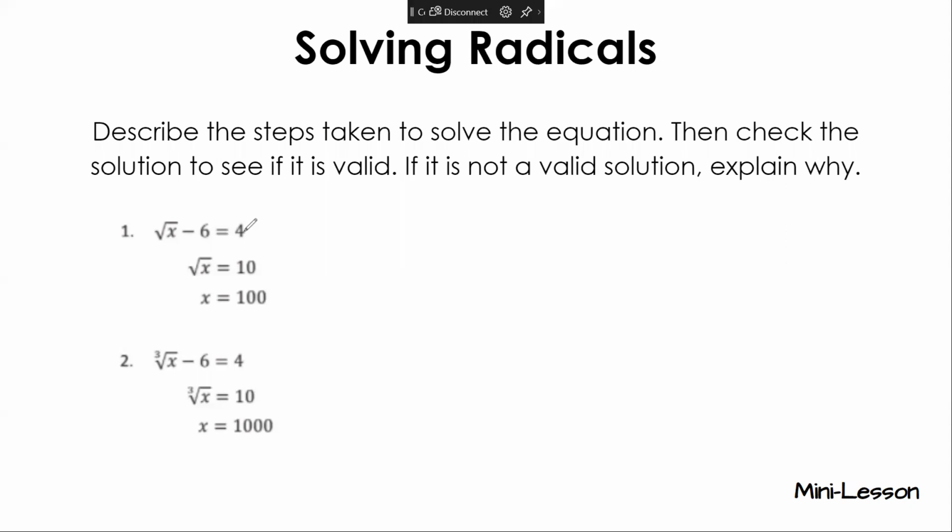So what happened between here to here? What did they do? So from here, there was a 4 on this side, and then there was a 10. There was a 6 on this side. The 6 isn't there. What did they do with the 6? They added the 6. Good. Okay. From here to here, what did they do? They squared both sides. And then they got the answer, right?